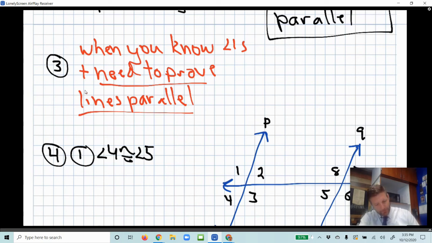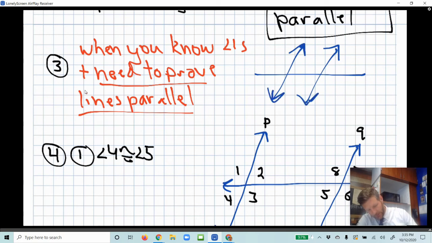So for example, let me go ahead and sketch something here as part of this answer. Say I have a transversal, and I'm going to call these two lines C and D. And if they tell me that this angle and this angle are congruent by those red marks, then because they are alternate interior angles, that allows me to prove that lines C and D are parallel.